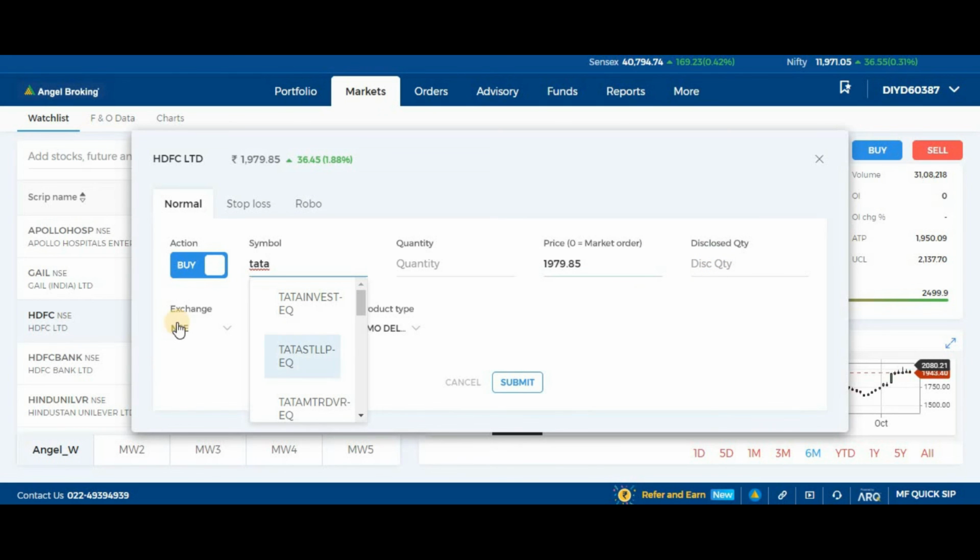This is NSE, that is fine, no issues. Day validity, and here we'll be using intraday and delivery. Delivery means you will be buying with the funds you have, and intraday means the order will be provided with leverage if you want to take it. Otherwise you can buy at your own price as well, and the market will square off automatically after 3 o'clock, whether you are in profit or loss. So this was all about how to execute a trade in Angel Broking.